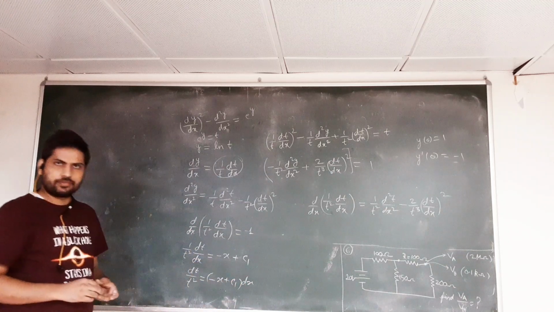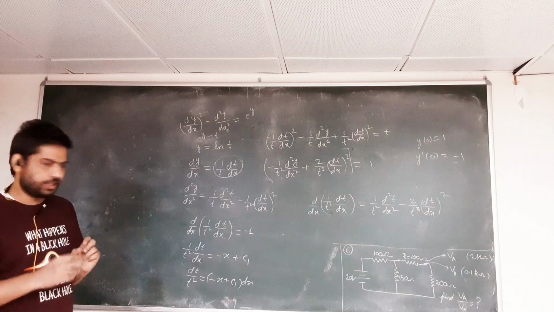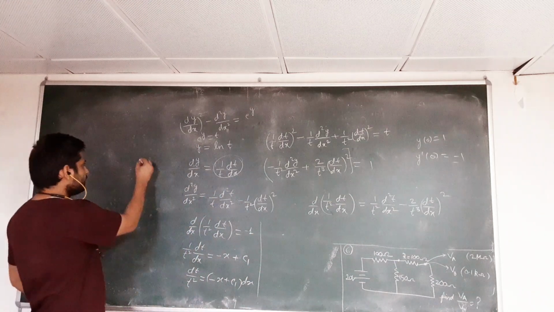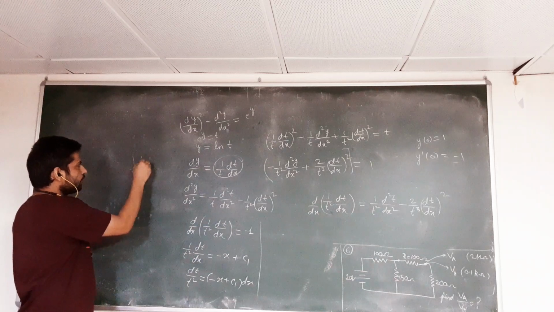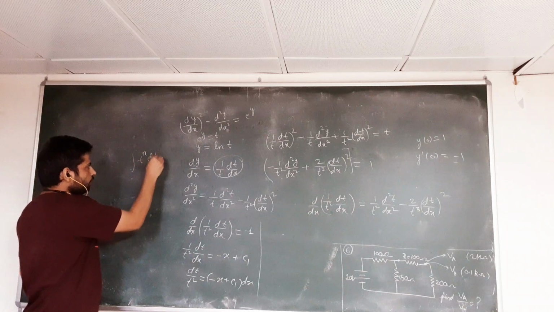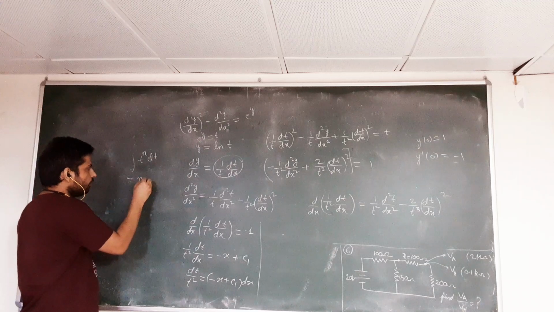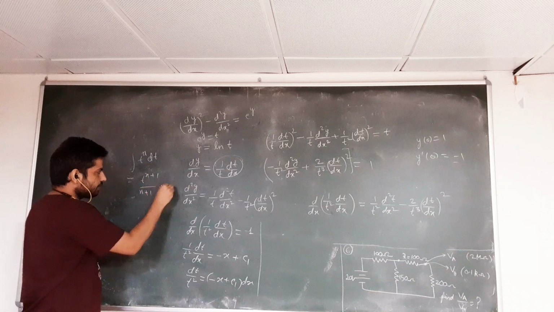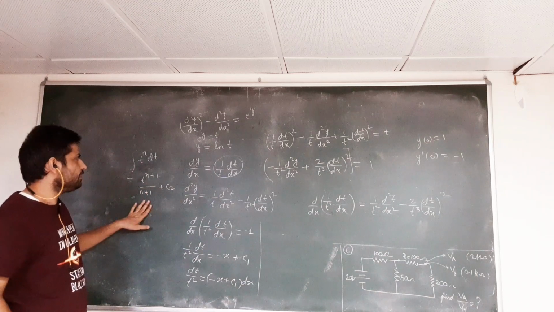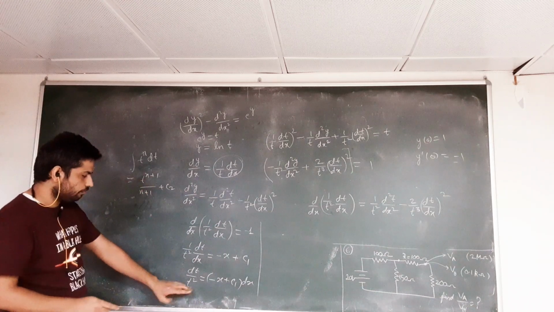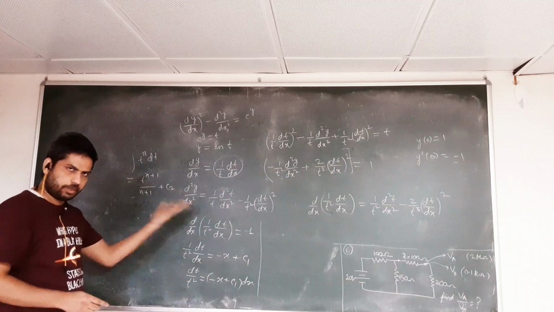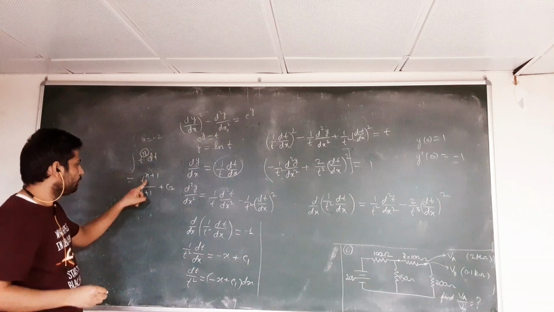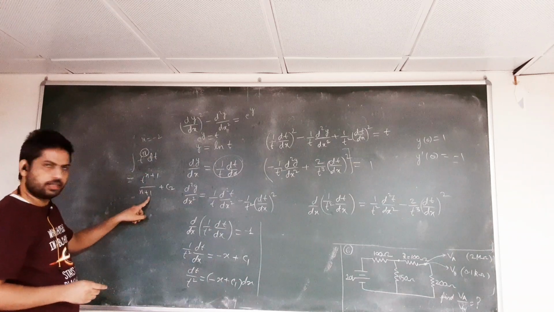So the integration of 1 by t square will be minus 1 by t. Actually I am using this formula: the integration of t to the power n dt is t to the power n plus 1 by n plus 1 plus some constant c2. Here I can put 1 by t square as t to the power minus 2. So actually this n is minus 2. If you put n as minus 2, it will be t to the power minus 1 and again minus 1 here.